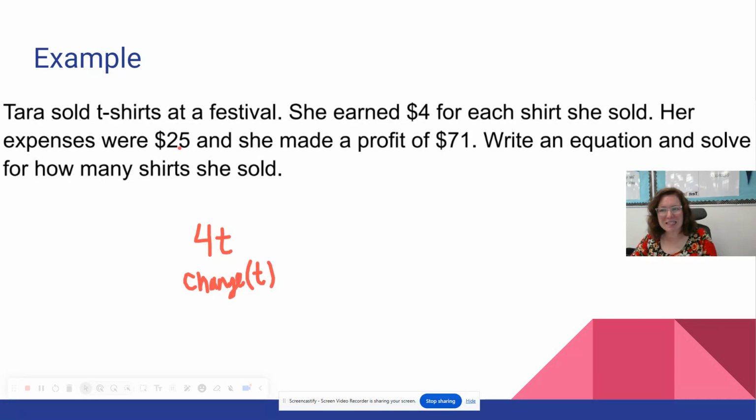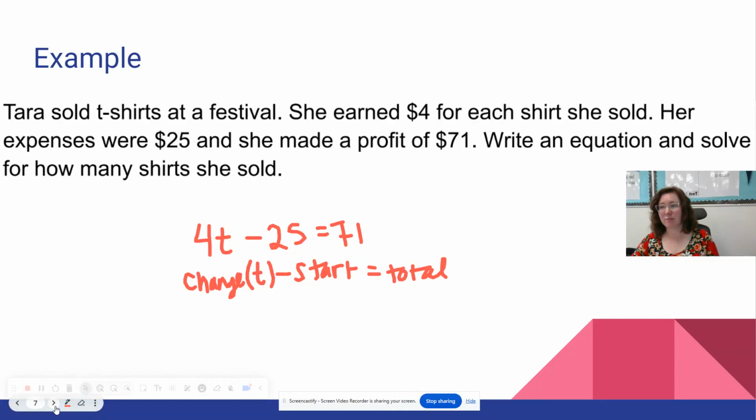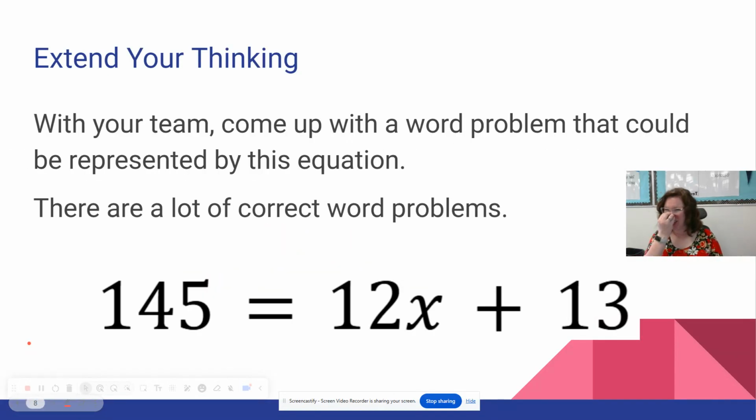Her expenses were $25. So that means expenses is stuff we didn't get. Okay, so in this case, instead of plus our starting amount, it's minus our starting amount because our starting amount is money we lost, equals 71, because that's the total amount in the end that she got. Then you can add 25 to both sides of the equal sign and divide by 4 to get to your answer.